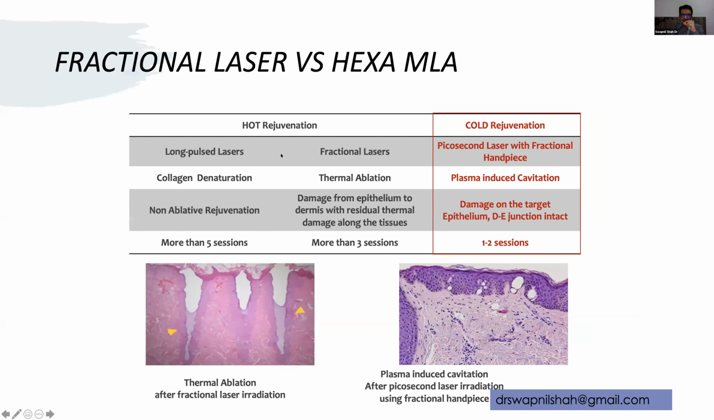So as I told you, fractional against HexaMLA. HexaMLA is a brand name used by PicoWay, and the fractional lasers have hot regeneration. There is a thermal aberration. You require multiple sessions, there is a lot of downtime, and there is a destruction of stratum corneum. As against this, it's a cold regeneration. It works by plasma-induced cavitation. And if you see, the treatment is fractional, sparing the normal skin, and the stratum corneum is always preserved.